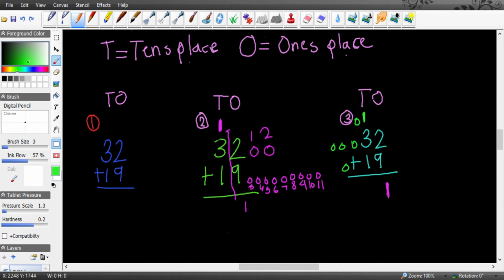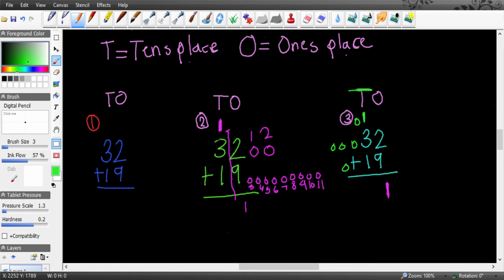So that means it's tens place. That doesn't mean it's tens place. It's just that it's below the T, which means tens place. So the 1 is part of the tens place, so we add it with the 3 and the 1 we have over here, and we're gonna add all of them.